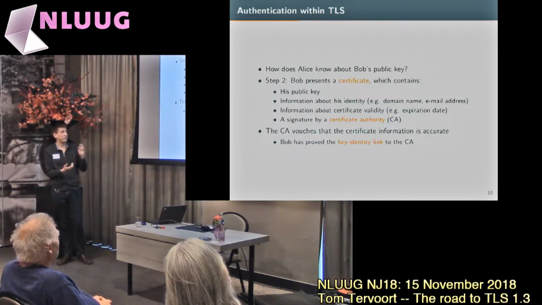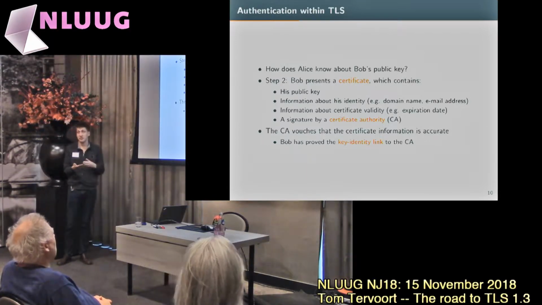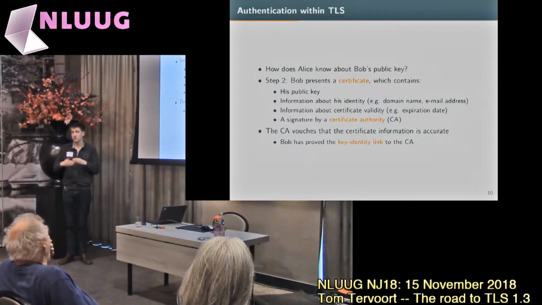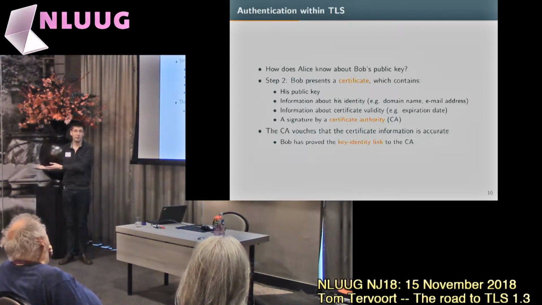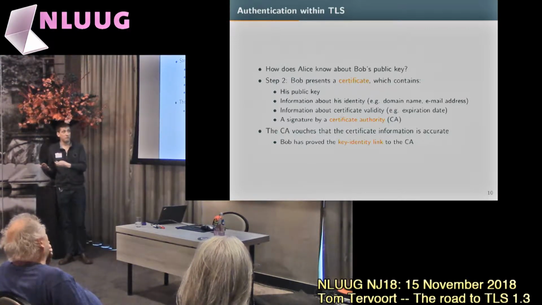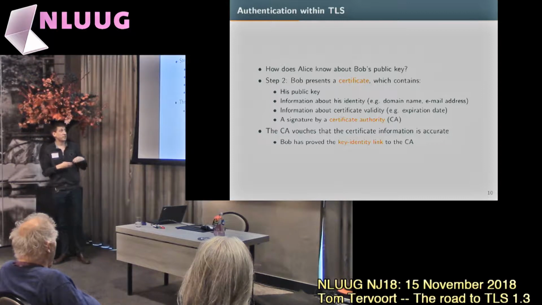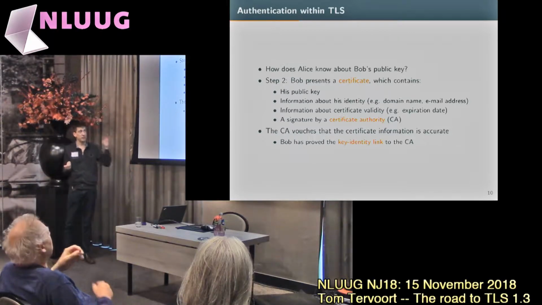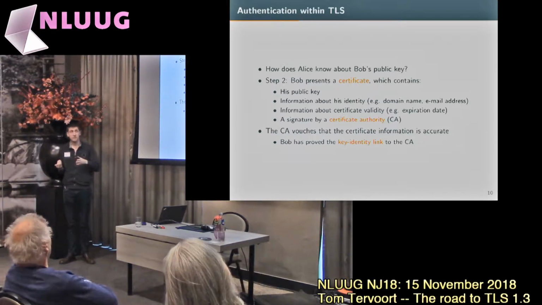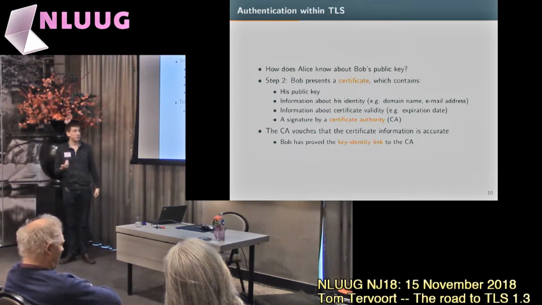It also contains information about the certificate validity, for example, an expiration date. So after a certain amount of time, this certificate should no longer be accepted. Or it could contain links to servers that can be used to verify the information in the certificate. And it contains a signature on the certificate itself, set by a so-called certificate authority. This certificate authority is a trusted third party that vouches that the information in the certificate is accurate.